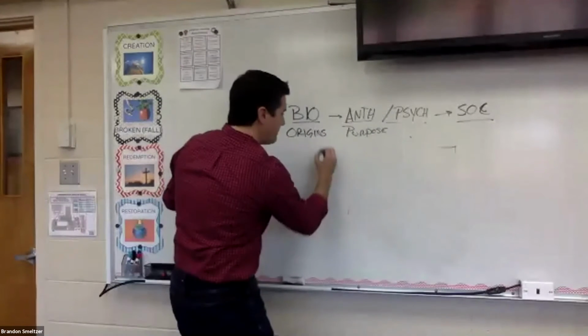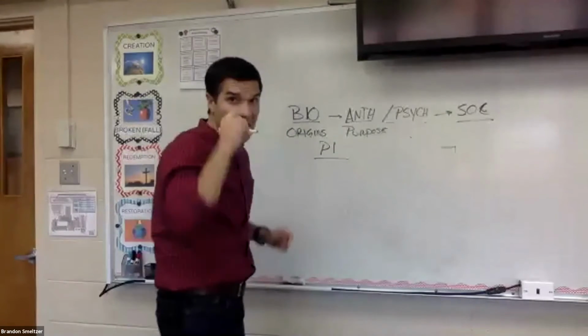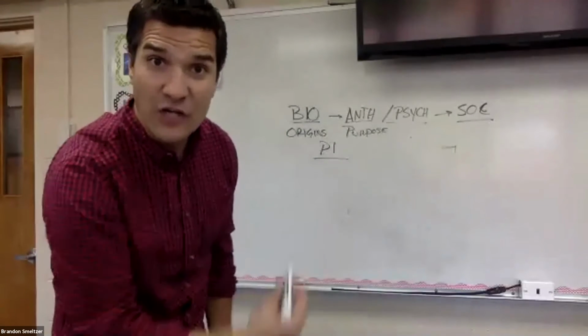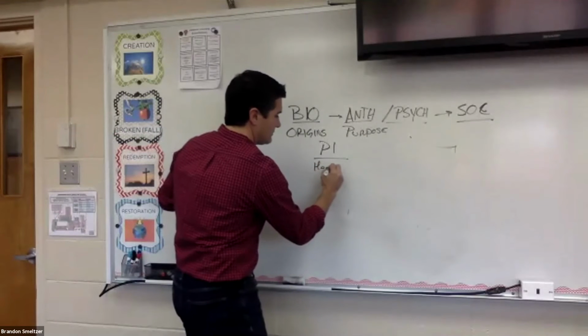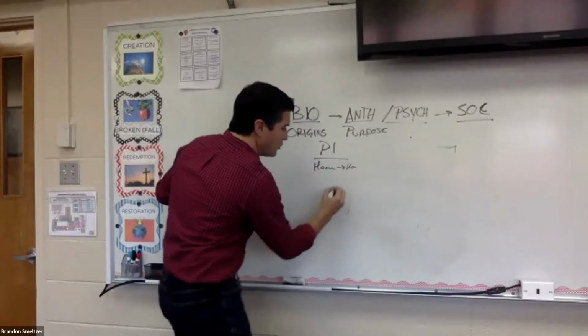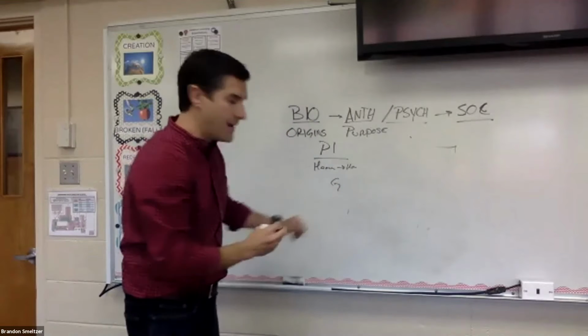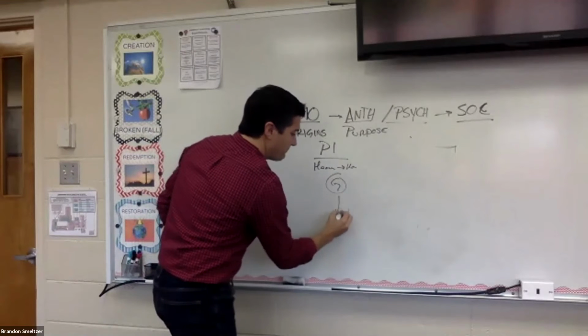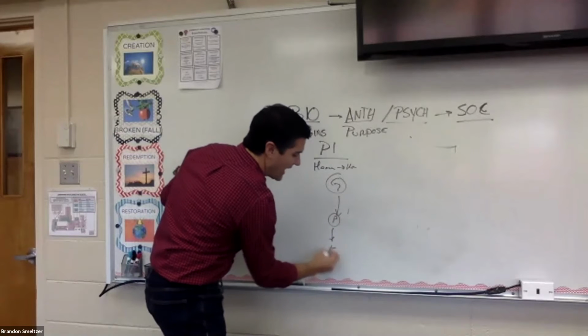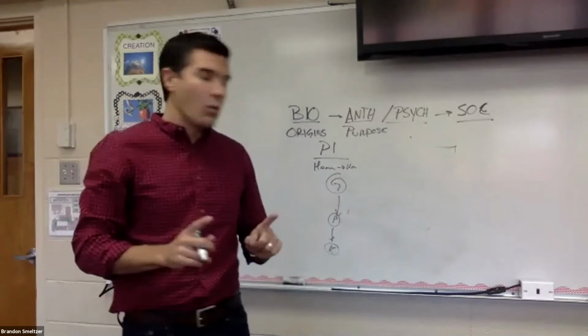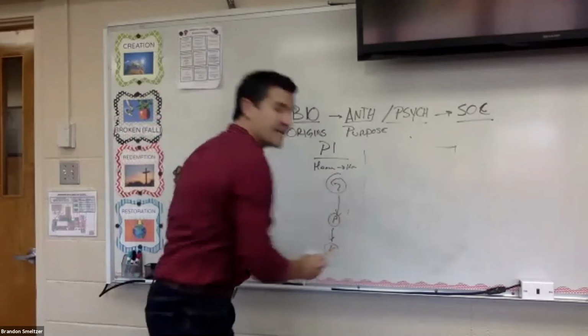Pipeline number one, P1, is what I call from heaven to home. From heaven to home. You have God, G represents God. It flows down. You have P represents parent. And then you have K represents kid. So this pipeline looks something like this.